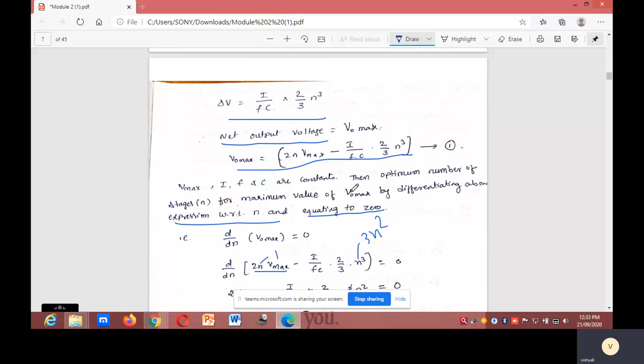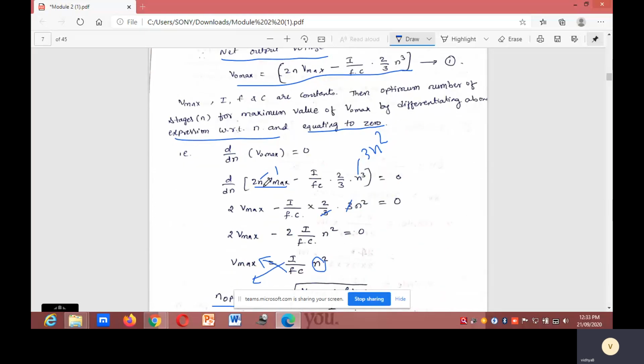The optimum number of stages can be found. The optimum number of stages for the maximum value of V naught maximum is found by differentiating the above expression with respect to what? With respect to n and equating to 0. Okay, d by dn of V naught maximum is equal to 0. If you differentiate this, n will become 1, so you will get 2 Vmax minus I divided by Fc into 2 divided by 3, and this will become 3 into n square, is equal to 0.